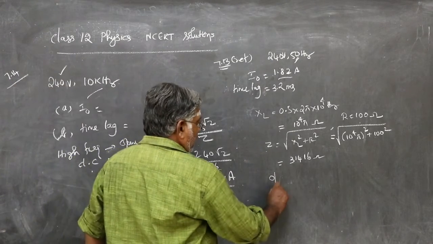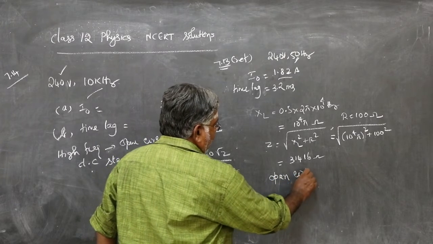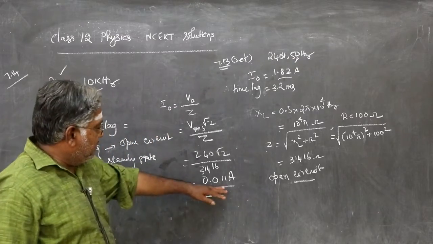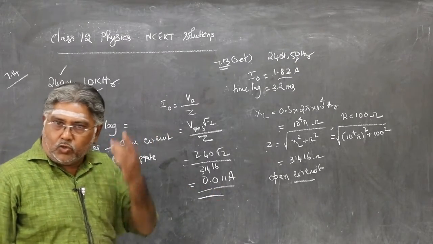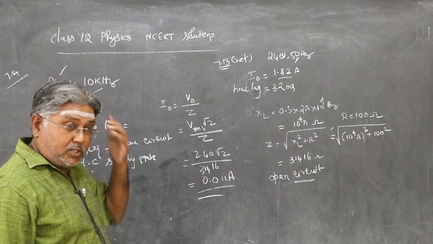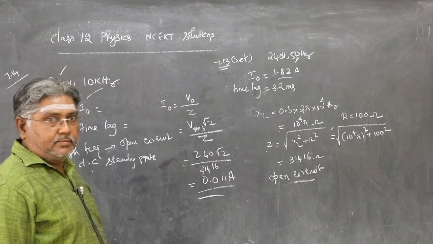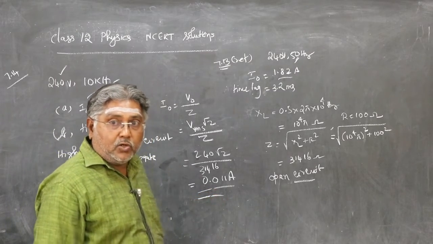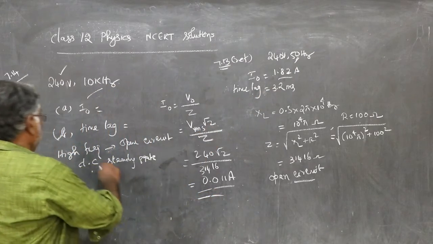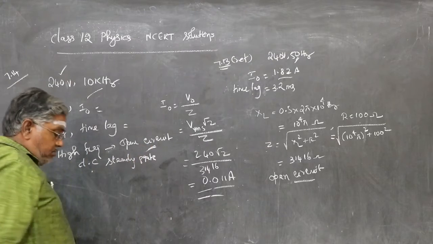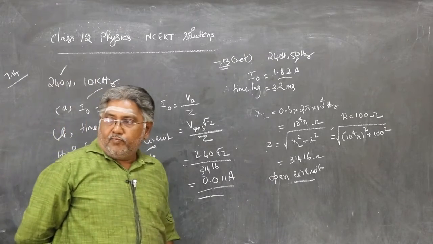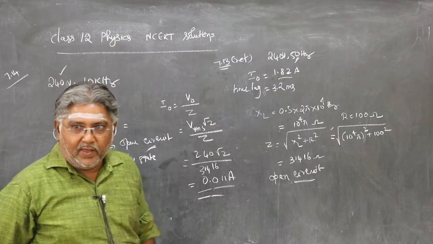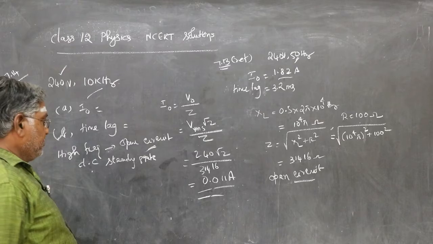In an open circuit, we can say the current would be 0, but here it is almost 0. It is similar to an open circuit, we can say, closest to an open circuit, right? Because the current has come down to a value of 0.011 ampere. Therefore, at high frequency we can say that it behaves as equivalent to an open circuit. Very nearly it is equal to an open circuit.